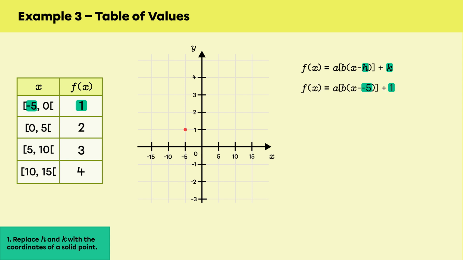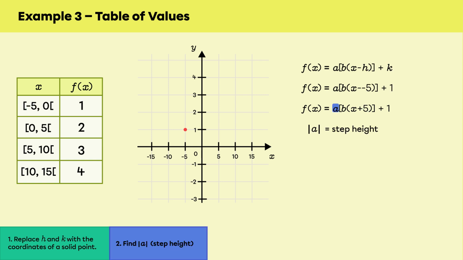We get f(x) = a multiplied by the greatest integer of b times (x + 5), plus 1. To find the absolute value of parameter a, we need to find the height between two steps. In the table of values, this height is represented by the distance between the y values of 2 points on consecutive steps. In this case, the distance is 1.